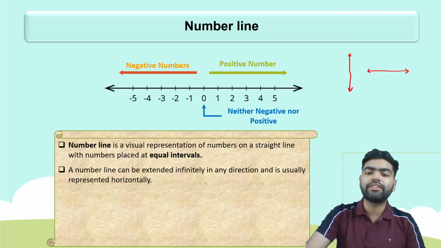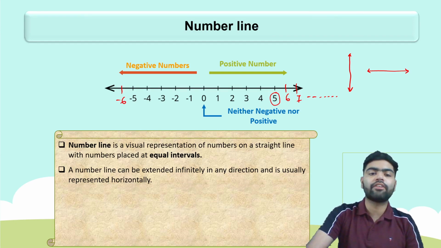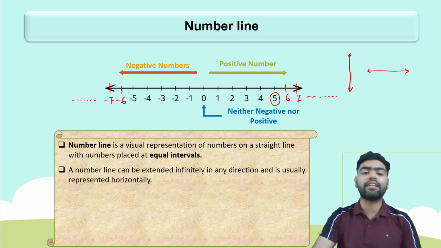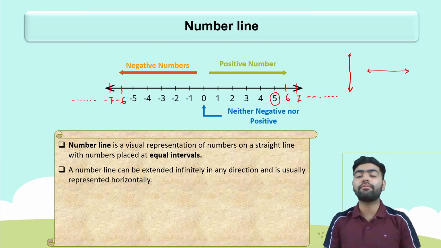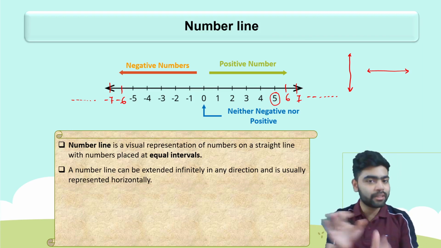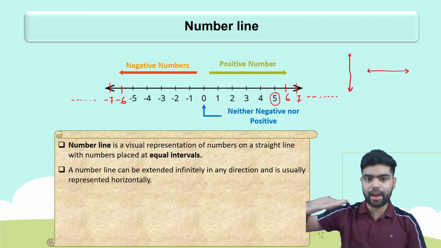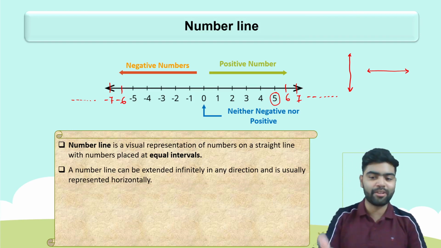And also you see the number line does not end at 5 over here. It can be extended to 6, then 7, and it can go on like this. Then it can be extended on the negative side also like this to -6, -7, and it can go on like this. So that means a number line can be extended infinitely in any direction, and it is usually represented in a horizontal manner. Okay, not in a vertical manner, in a horizontal manner. I hope that is clear to you.